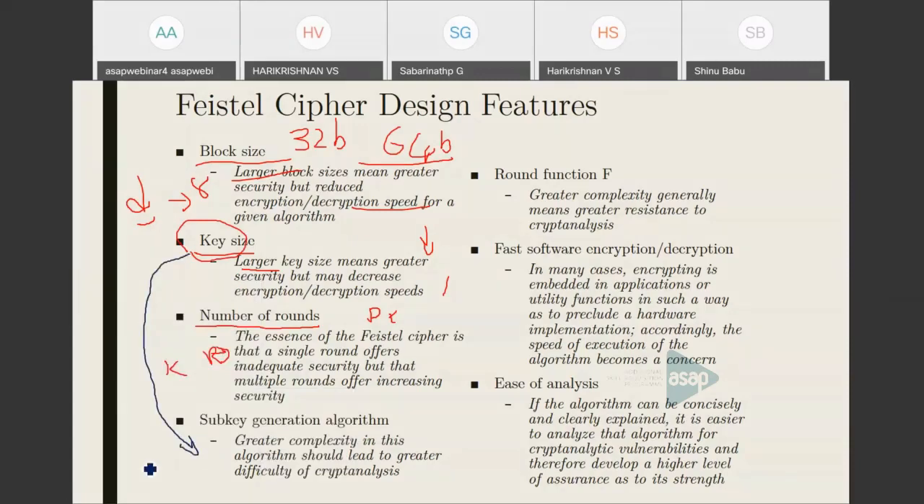Now, what is the algorithm to generate a subkey? That is again left to you. Okay, the subkey generation algorithm is left to you. What mathematical or logical function do you want to happen in each round over here? You call that the round function f. So using multiple round functions, maybe you can use different round functions, maybe you can use a simple XOR operation as a round function.